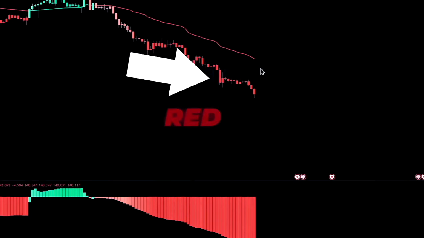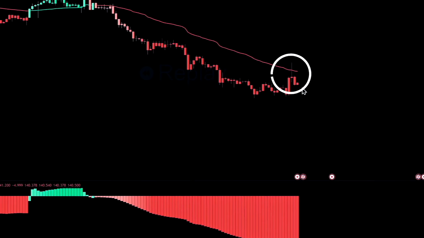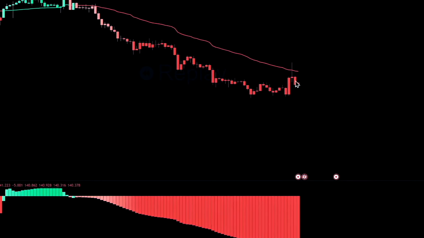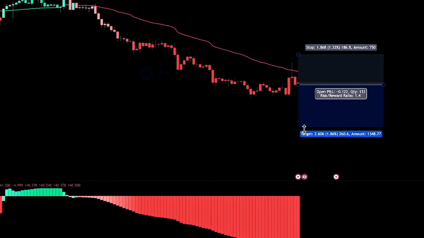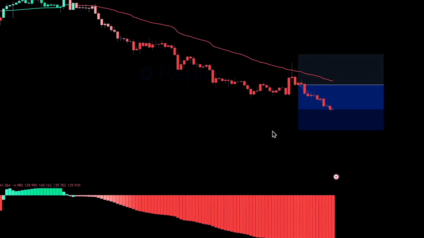For shorts, it's the opposite. Red line, price below, rally to the line, and a bearish rejection. This gives precise entries with tighter risks.